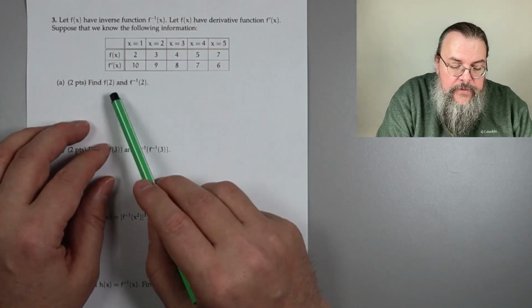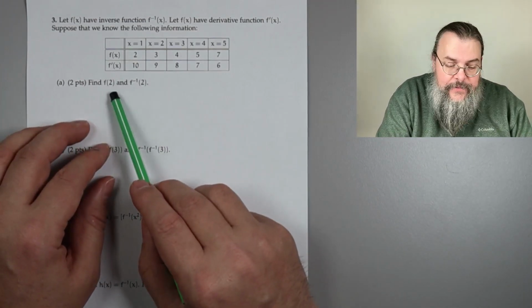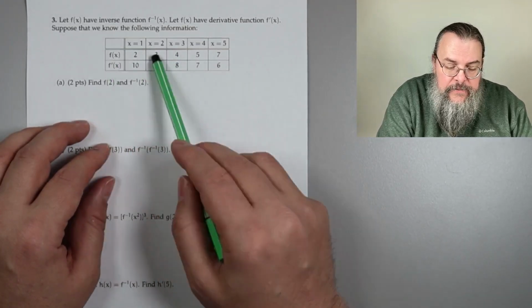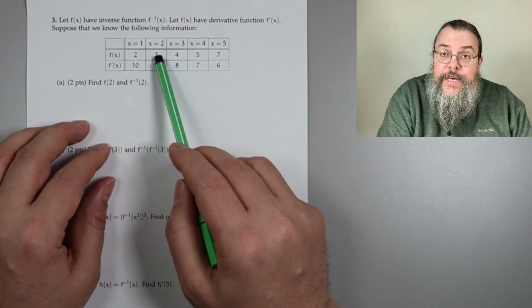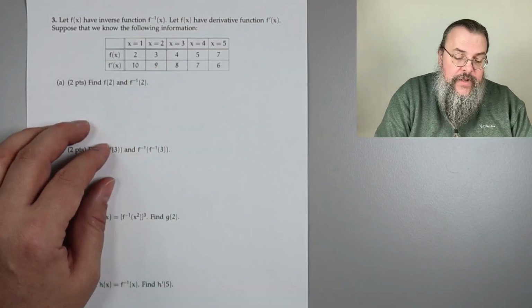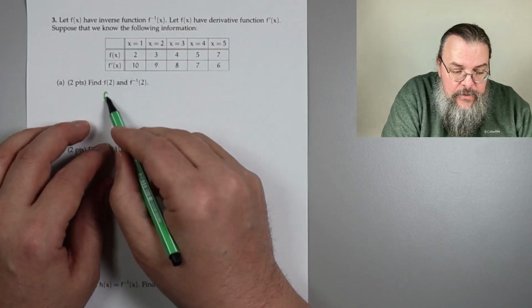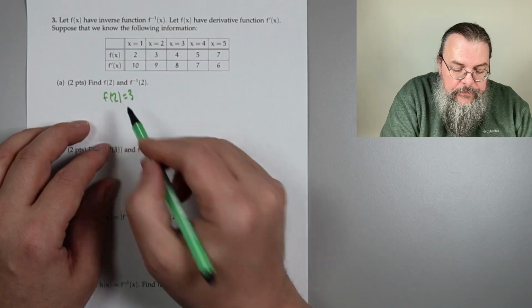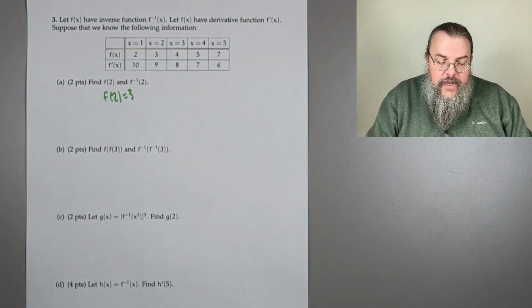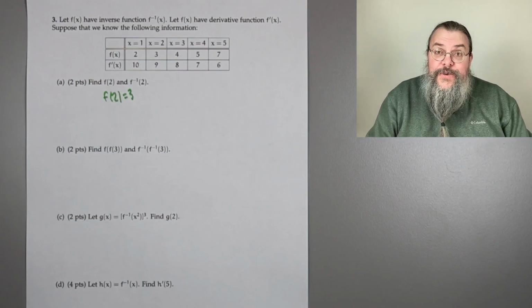So here we go. Part A, find f of 2. So f of 2 says we plug 2 into our function. This is our input 2. So f of 2 would be 3, right? We plug 2 into f, we get 3. So f of 2 equals 3. All right, good.